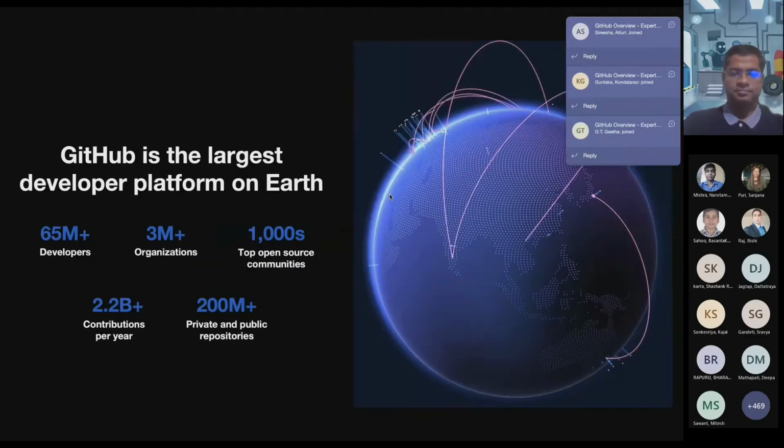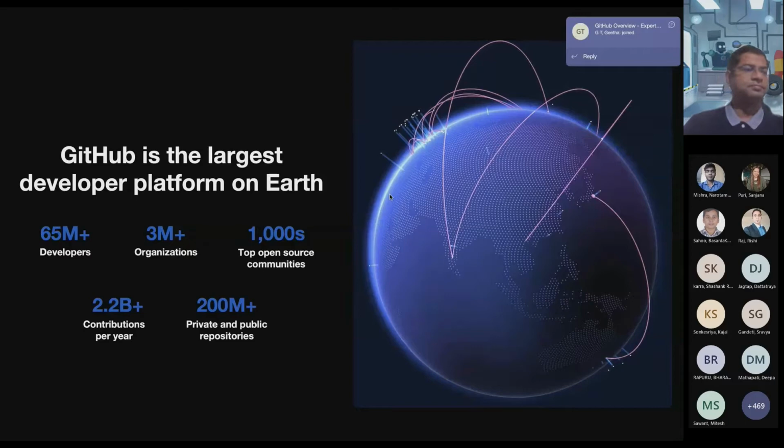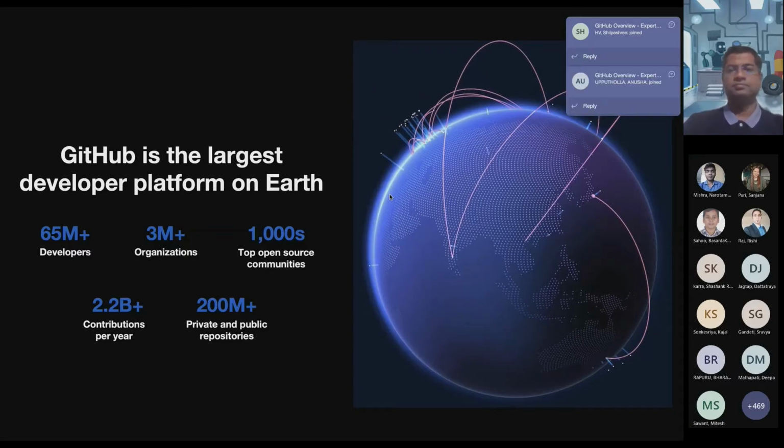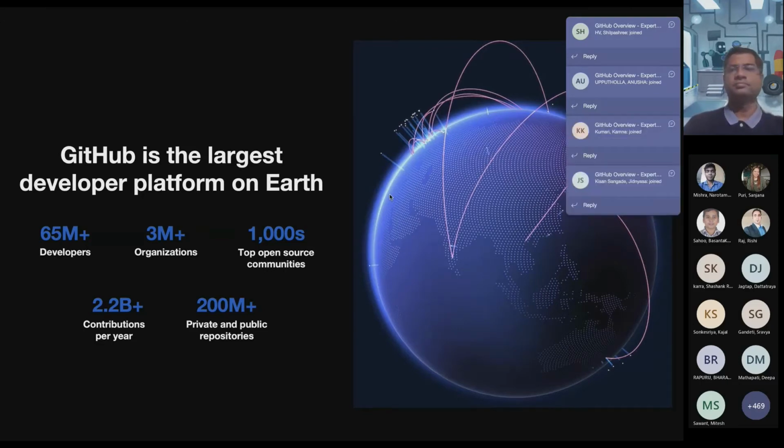We are the largest developer platform on earth. GitHub is used by 65 million plus developers. There's no competitor which is even somewhere close to us as far as the developer base is concerned. We support 3 million plus organizations. Thousands of open source projects rely on us, be it your TensorFlows, be it your NPMs of the world. Top open source projects are all part of GitHub. We have approximately 2.5 billion contributions per year, and millions of public and private repos.